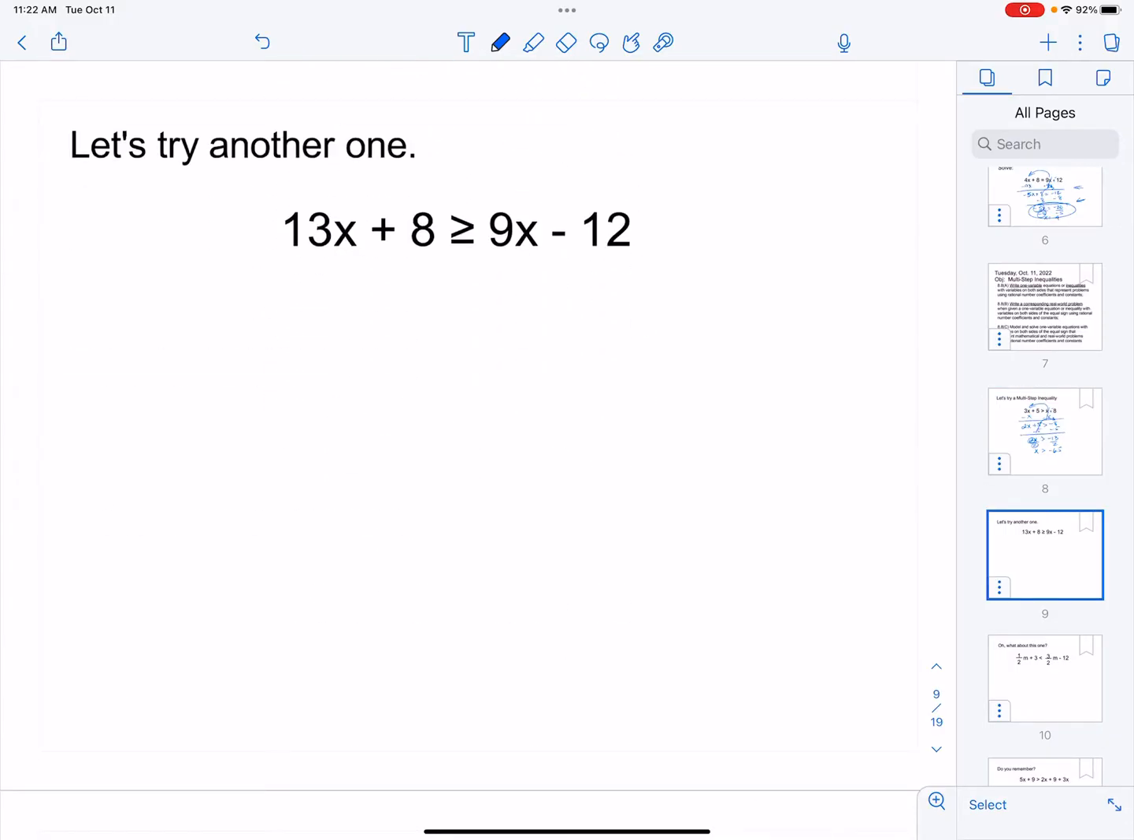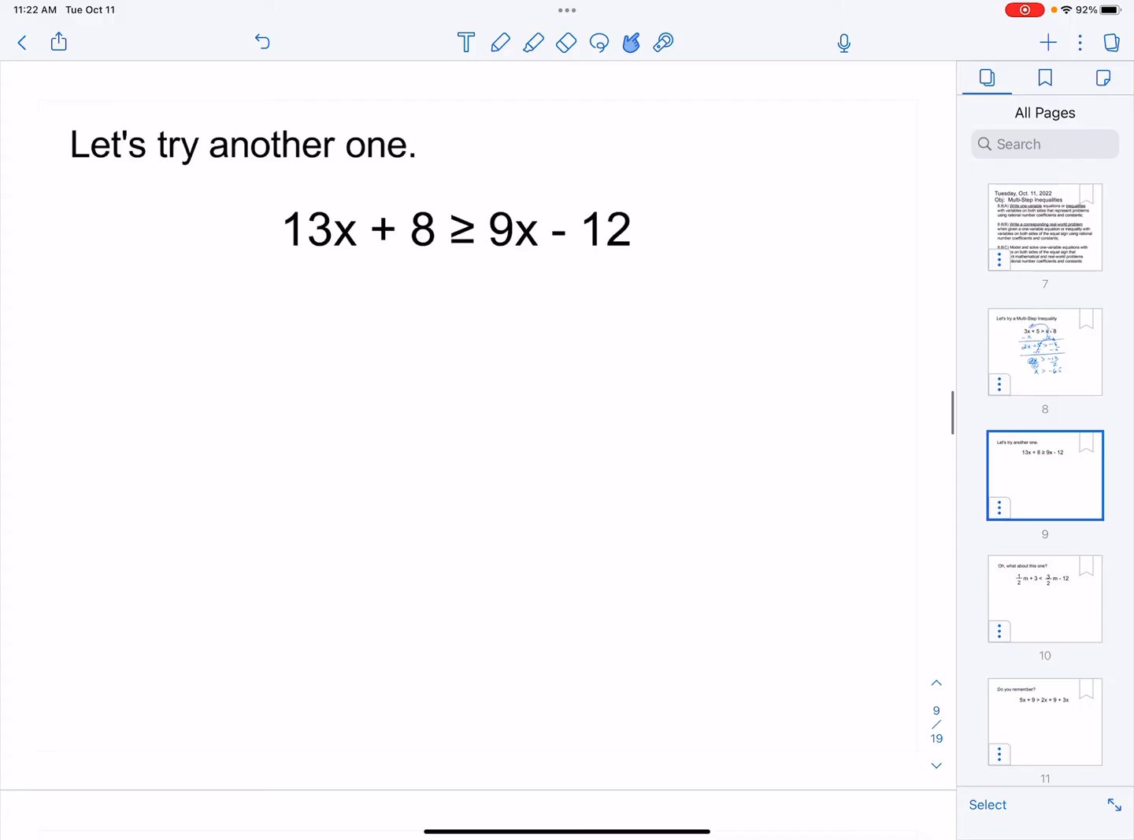Let's try another one. In this particular problem, I'm actually going to work this one two different ways. I'm going to see if I can move this real quick, and it won't let me move. I was going to move that over so I could solve it two different ways. So I'm going to solve it this way, then turn around and solve it another way. It'll show you what happens when we deal with our inequalities.